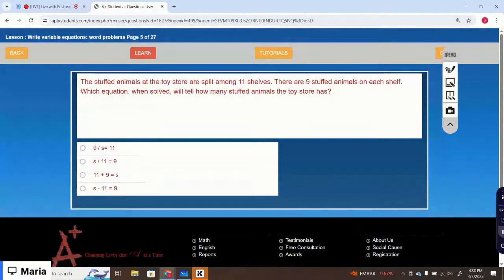The stuffed animals at the toy store are split among 11 shelves. There are 9 stuffed animals on each shelf. Which equation, when solved, will tell how many stuffed animals the toy store has? Option number two is the correct option. That is S over 11 equals 9.